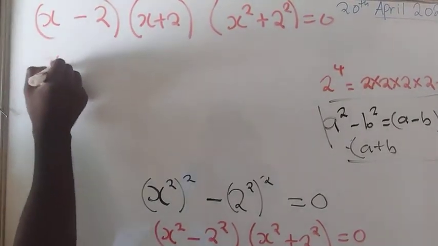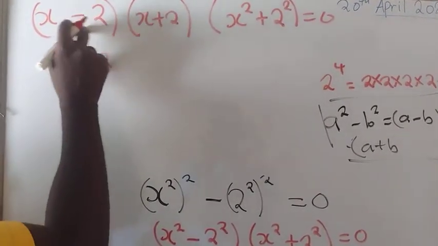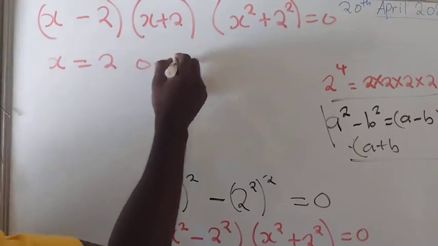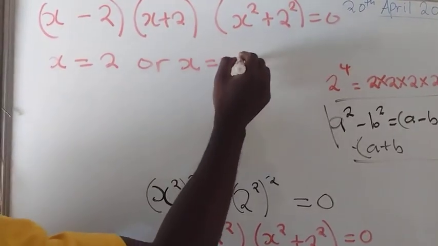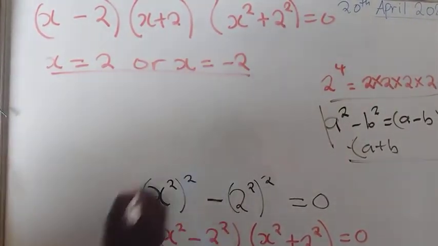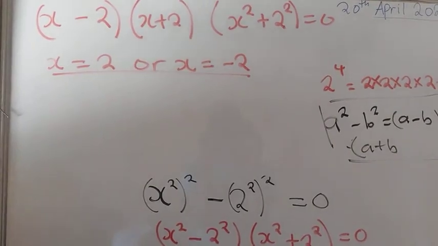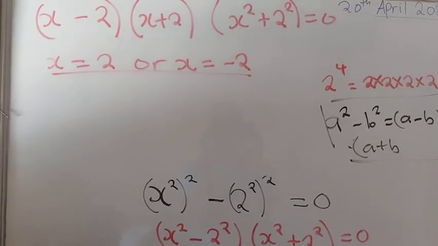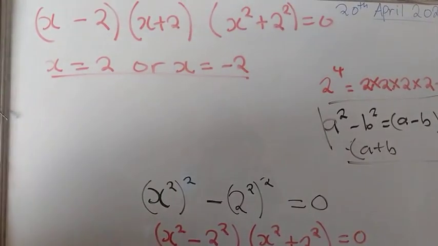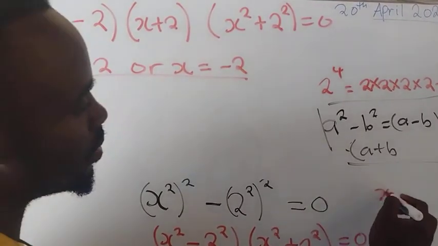It's going to be x equal to 2, or x equal to negative 2. These are our first answers. So we are not yet done finding the value of x, because the question was x to the power of 4.